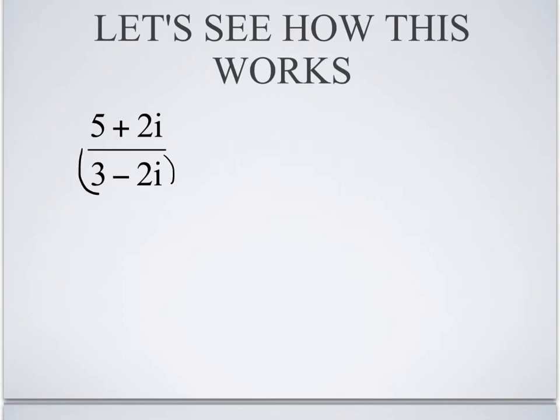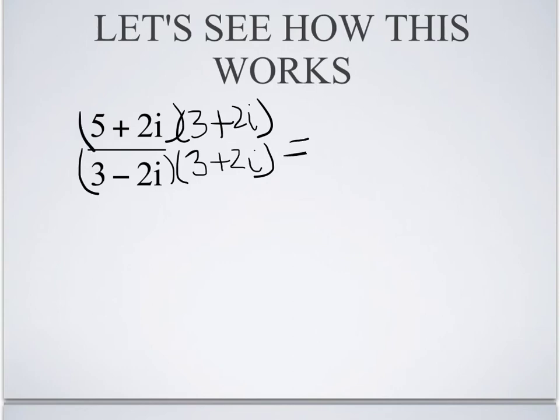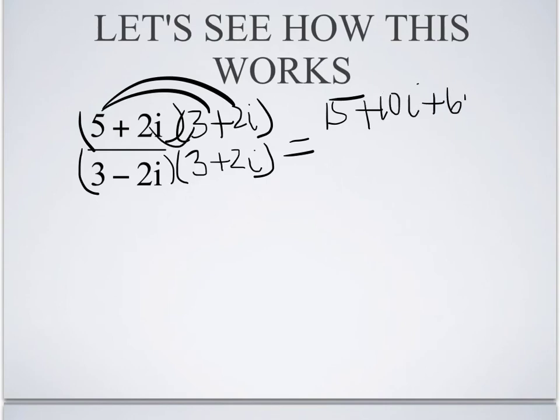Okay, let's see if you're right. So we multiply the top and bottom by the conjugate, which is 3 plus 2i. And we FOIL everything out. So if I multiply the top, 5 times 3 is 15. 5 times 2i is plus 10i. 2i times 3 is 6i. And 2i times 2i is plus 4i squared.